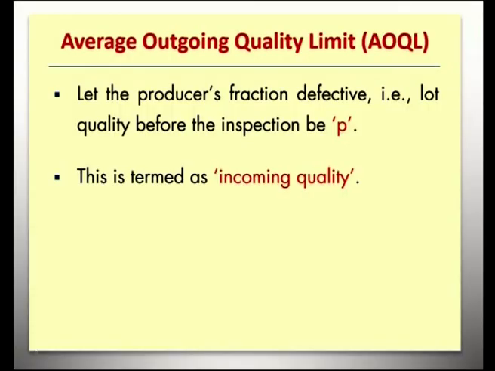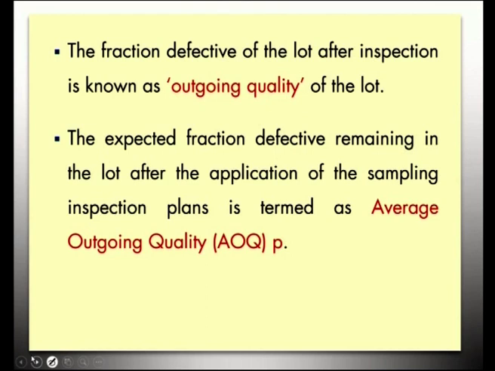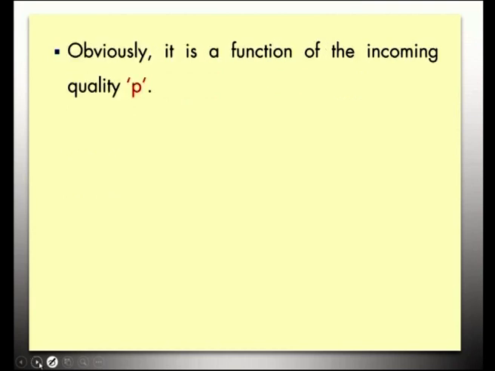The producer's fraction defective, that is, lot quality before inspection, P, is called the incoming quality. The fraction defective of the lot after inspection is known as the outgoing quality of the lot. So, the expected fraction defective remaining in the lot after the application of the sampling inspection plan is known as average outgoing quality, that is AOQ. It is represented as P bar. Obviously, it is a function of the incoming quality P. So, we talked about incoming quality and outgoing quality.